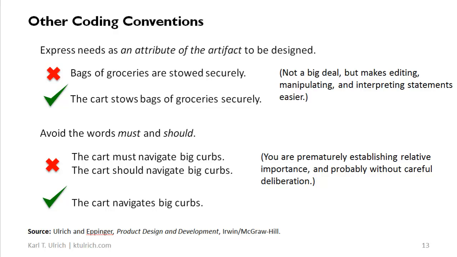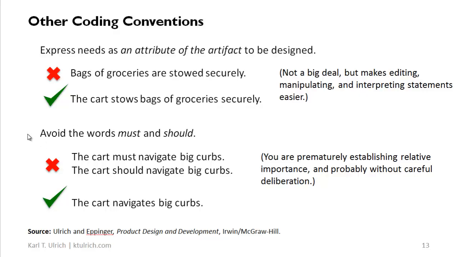So the only difference is that in one case it's expressed passively as a passive property of what happens to the bags, and in the other case, the preferred case, the statement is an attribute of the cart. That is, the cart has the property or the quality that it stows bags of groceries securely. This just makes manipulating, editing, and interpreting the statements easier because they're all expressed in a similar way. And it also adheres to this definition that customer needs or user needs are qualities or characteristics of the artifact that, if addressed, will close the gap in the user experience.